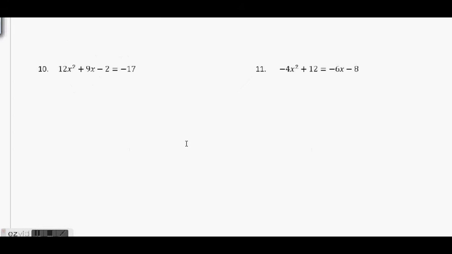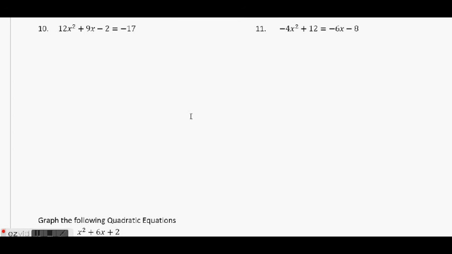Alright, number 10. I see x squared. I see x. Now I have to make it equal 0. So I'm going to add 17. So I have 12x squared plus 9x, add 17, plus 15 equals 0. They are all multiples of 3. So again, I could just divide everything by 3. So what am I left with? 4x squared plus 3x plus 5 is equal to 0.